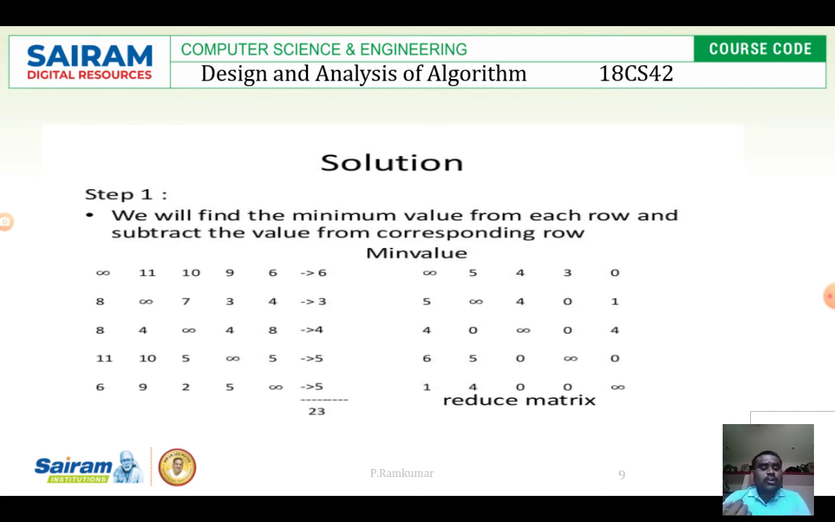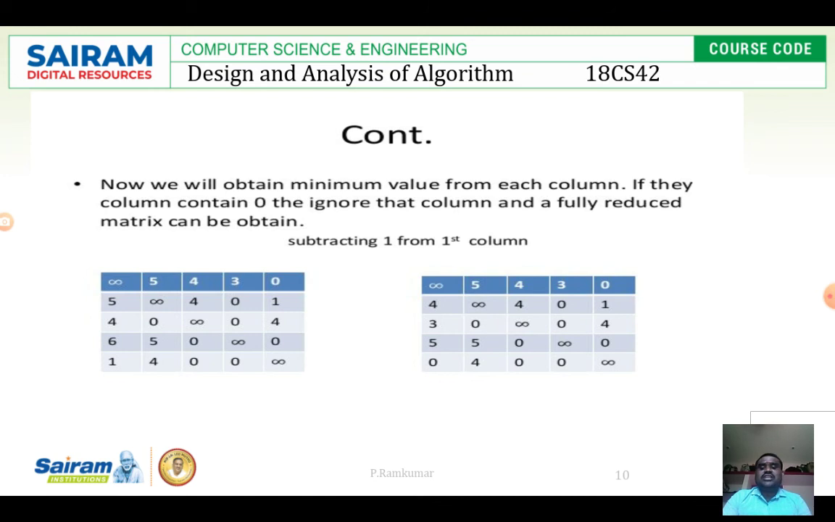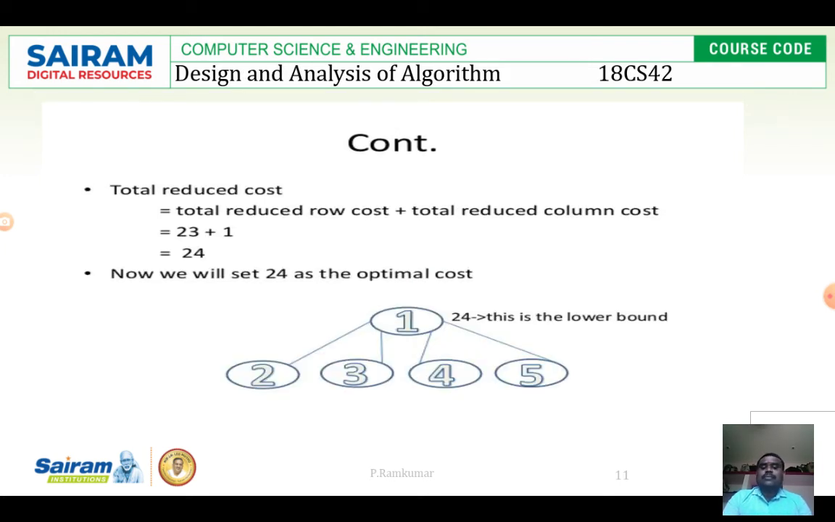Likewise, we have to find the minimum value in each column, and those minimum values will be subtracted from each entry of the column. So in this matrix, in the first column 1 is the minimum, so 5 minus 1 is 4, 4 minus 1 is 3, 6 minus 1 is 5, 1 minus 1 is 0. Likewise, the second column minimum value is 4, so 0 minus 4 is not possible, so it will be 0. 5 minus 4 is 1, 4 minus 4 is 0.